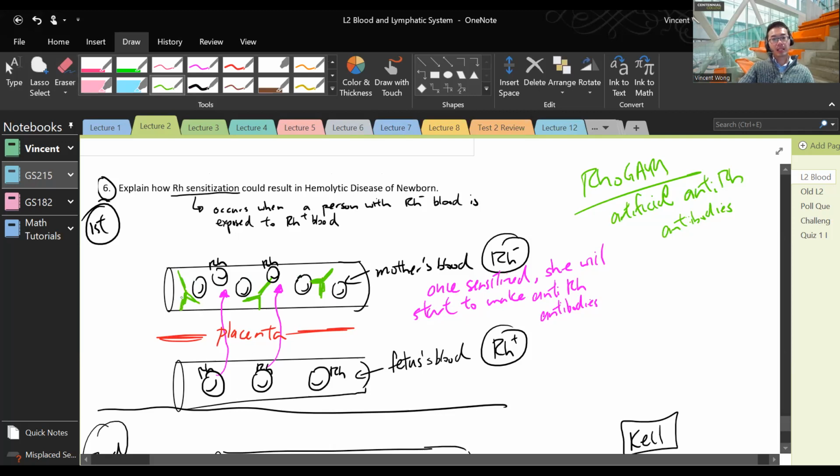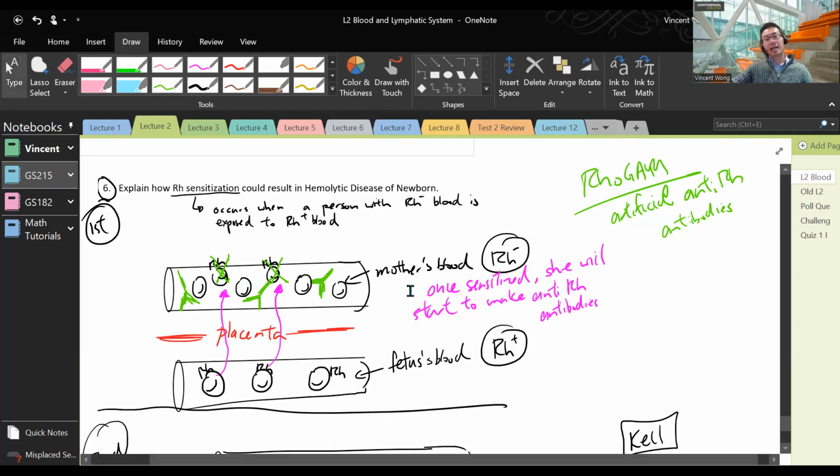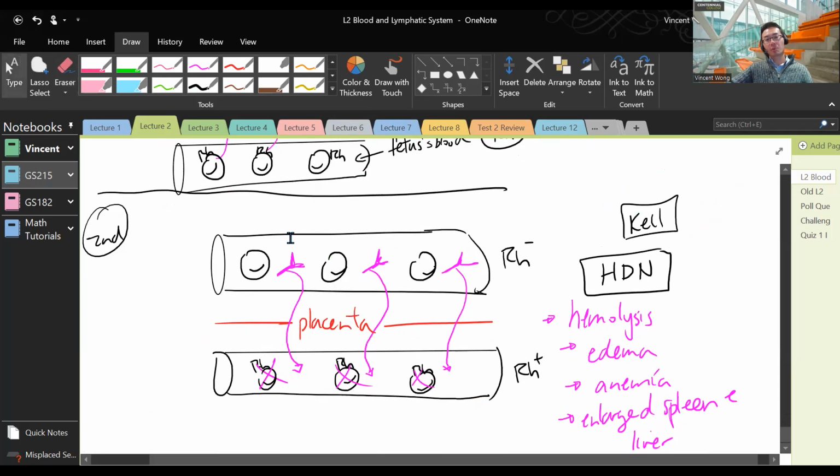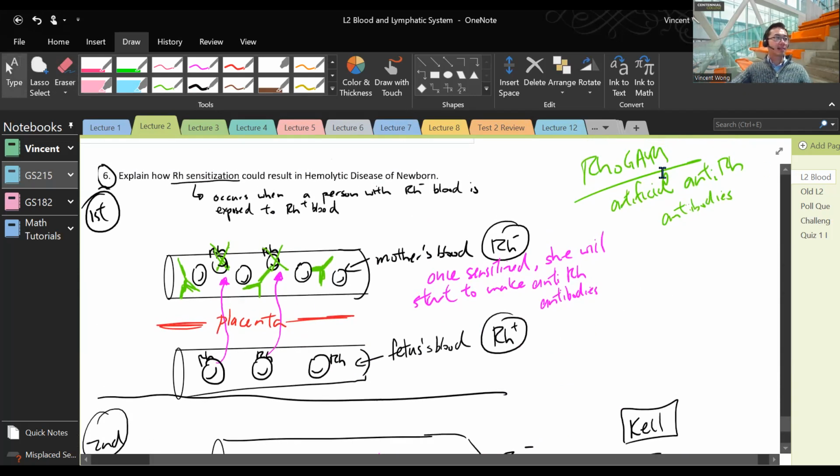Okay. So in the event where the placenta is damaged during delivery, for example, and the baby cells go into the mother's bloodstream, all this RhoGAM would destroy all these baby cells before her immune system is activated. If her immune system is not activated, then she is not going to be sensitized. And in the future, we're not going to have this problem because these antibodies were never made, right? So that's how RhoGAM prevents sensitization.